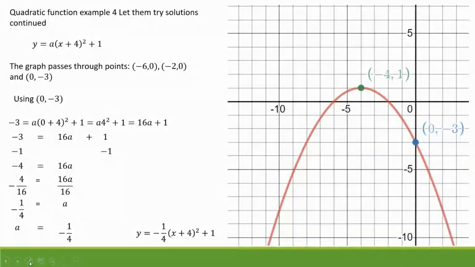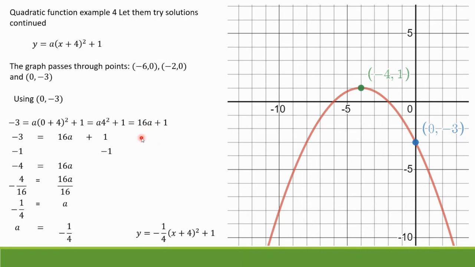Okay, so let's plug that in and see what happens. Like so. We have -3 is a times (0 plus 4) squared plus 1, which of course is the same as a times 4 squared plus 1, which is 16 times a plus 1. Again, if you left it as a times 16, that's okay. It's just better to have the number on the left of the variable. Although a is not really a variable, I think you know what I mean. We're trying to figure out what a is.